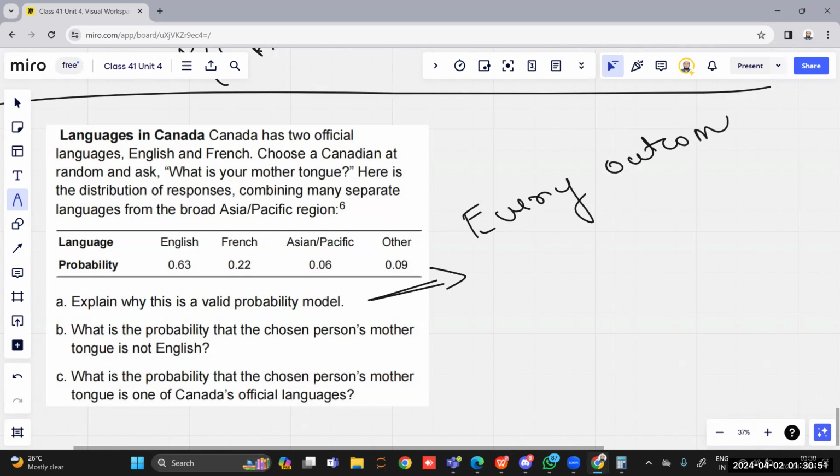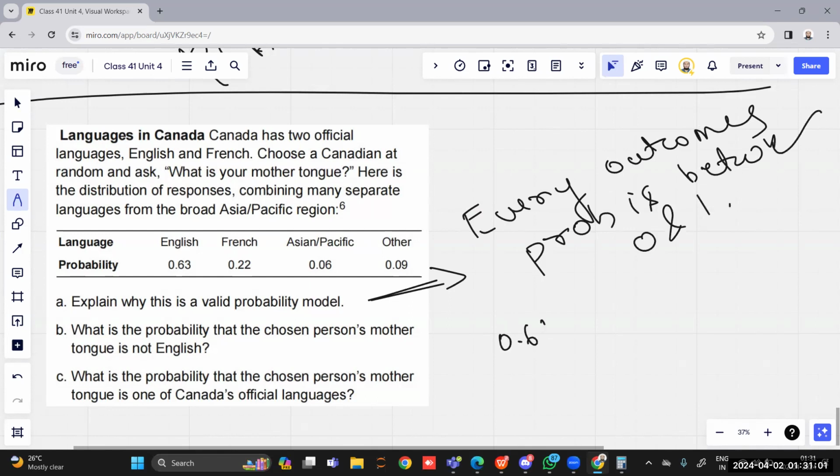So what we need to do, we need to verify that every outcome's probability is between 0 and 1. So is it there? Yes or no? Yes. So that's correct. And the second thing, we have to verify that if we add all the probabilities of all the outcomes, it is coming to 1 or not. Not less than or not greater than. It should come exactly 1.